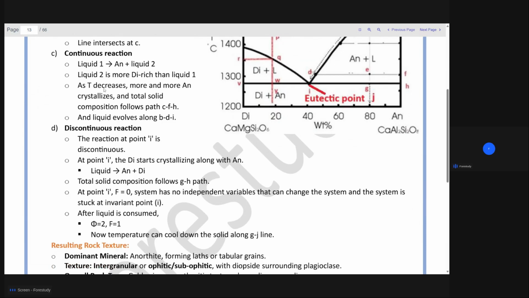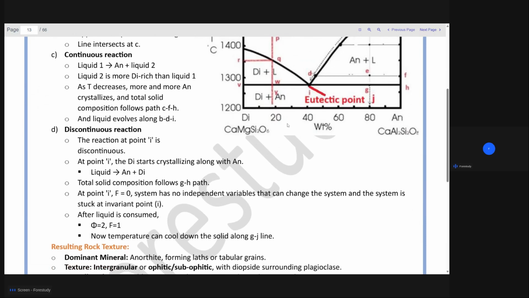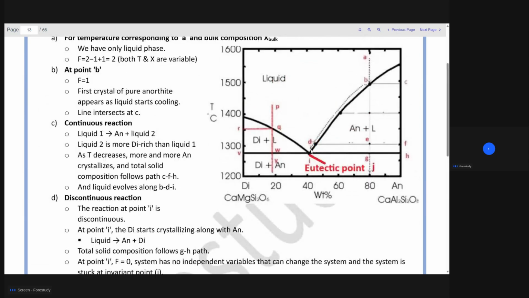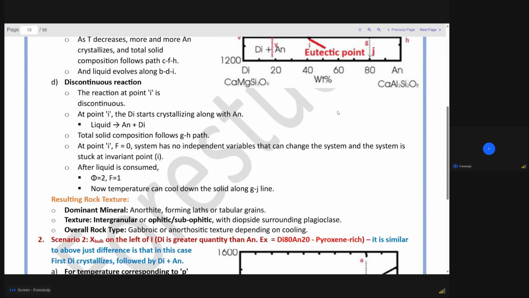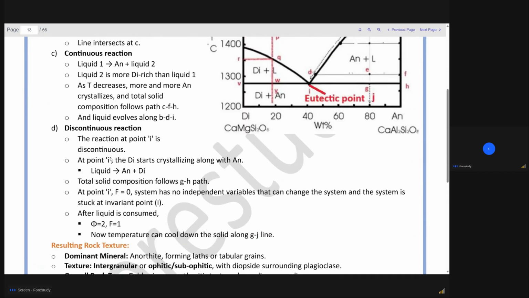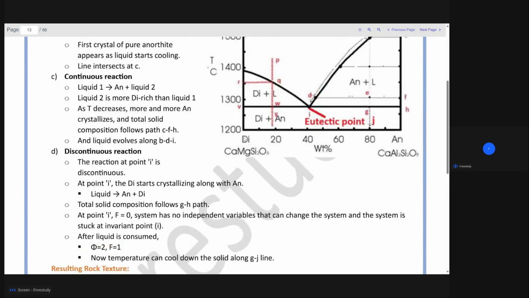So as T crystal, it will follow CFH and liquid evolves along BDI. And the discontinuous reaction, the reaction at point I, remember, will be a eutectic point here. So at point I, the diopside starts crystallizing along with anorthite. So at point I, the first crystal of diopside will form along with anorthite. So here both the crystals will start forming.